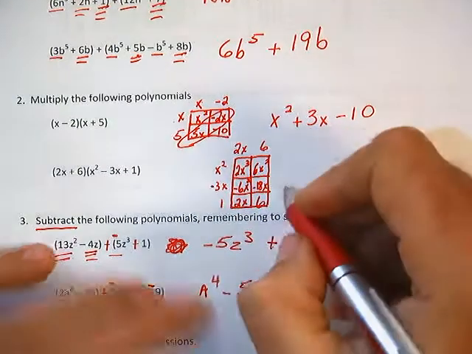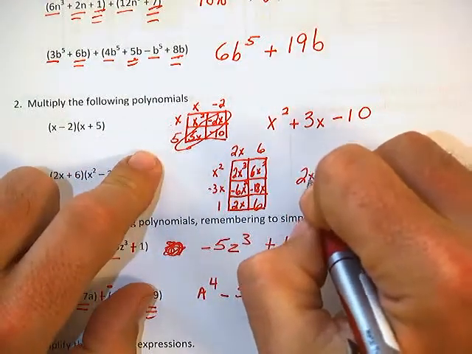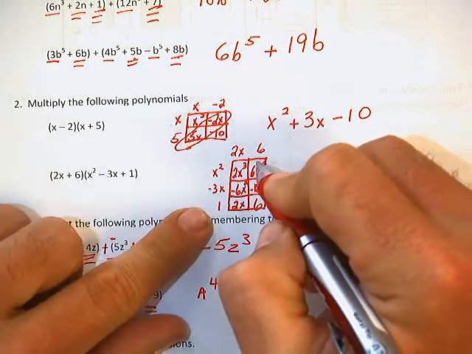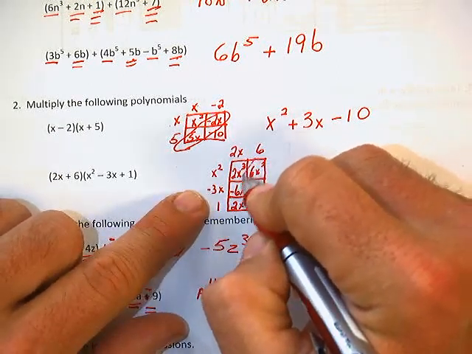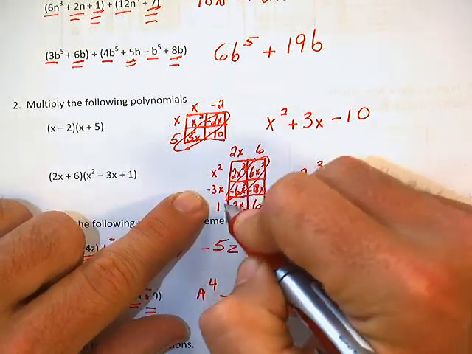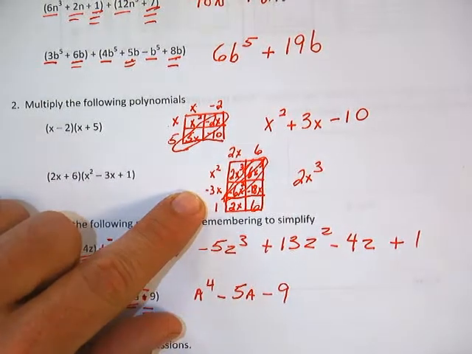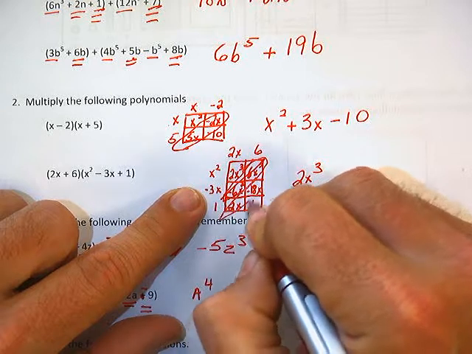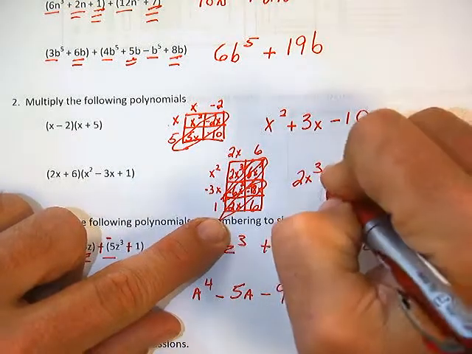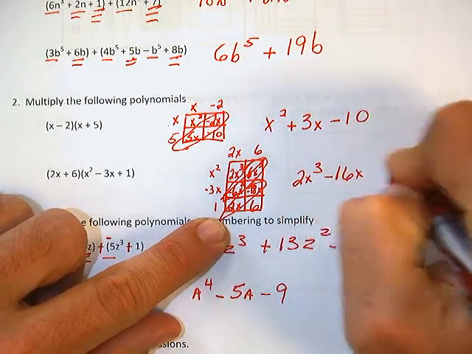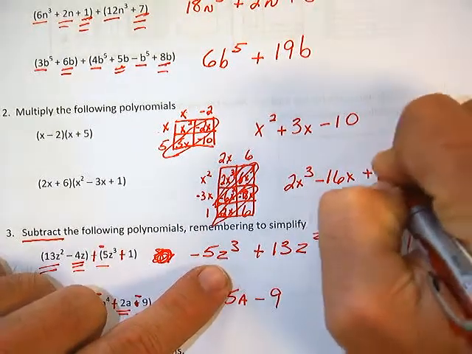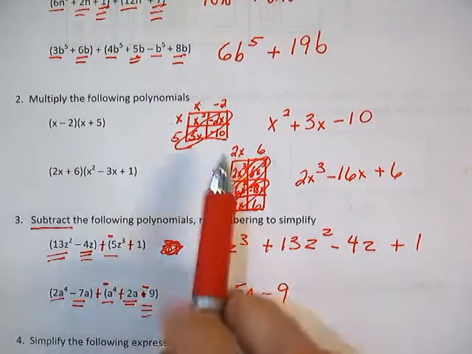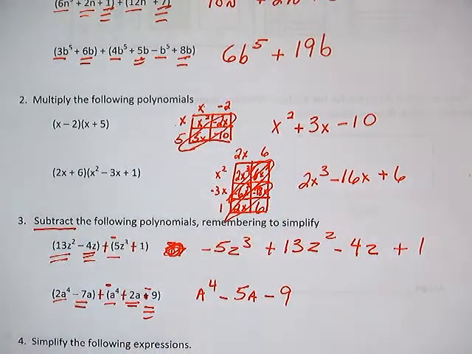Okay, combine like terms. We have 2x to the third. Now, x squared, we have negative 6x squared and positive 6x squared. That's 0, so that's gone. Negative 18x plus 2x is negative 16x. And then all we have left is the plus 6. Now we multiply a binomial times a trinomial.